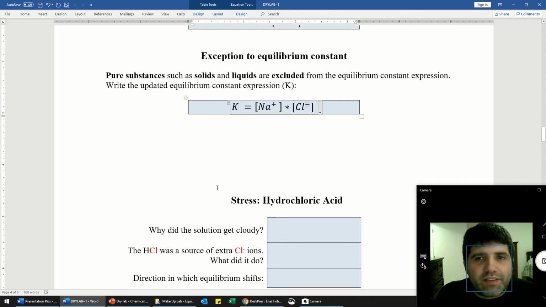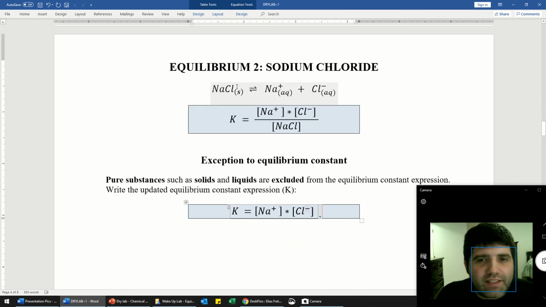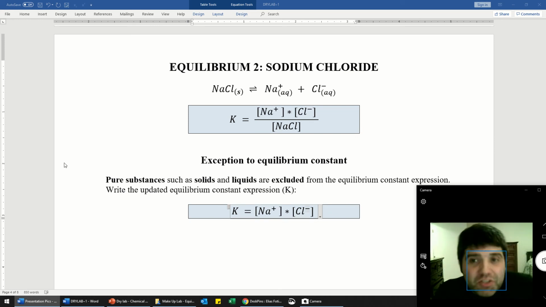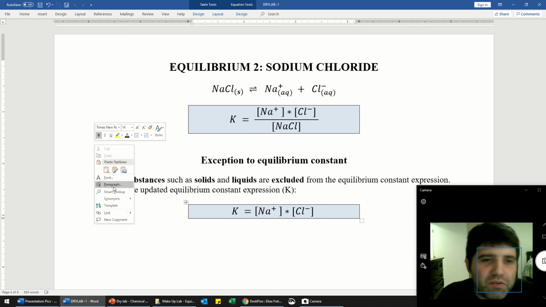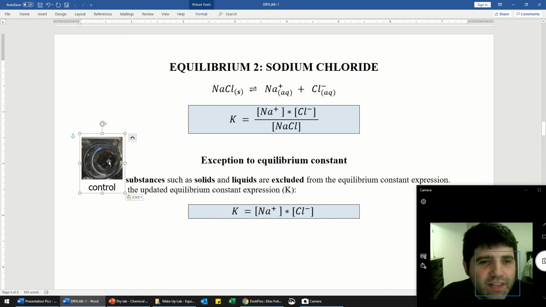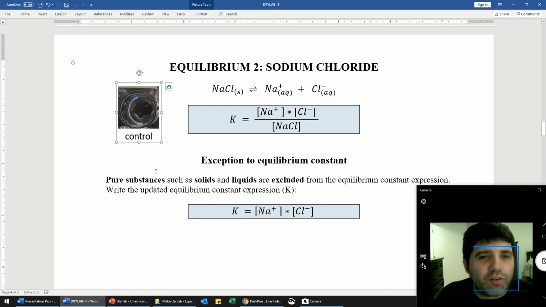Okay, so we have a system at equilibrium. We have NaCl solid, Na plus, Cl minus. So what it looks like is salt water, right? NaCl in water is salt water. So it's not the most colorful thing in the world, but this will be our control. So this is just salt water.